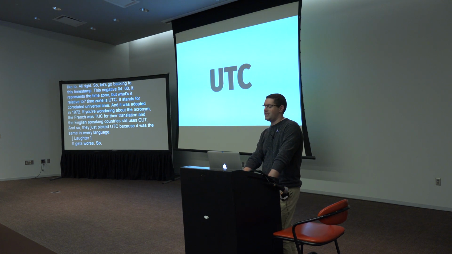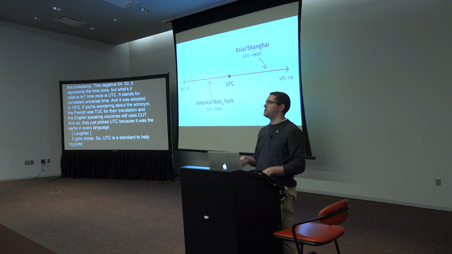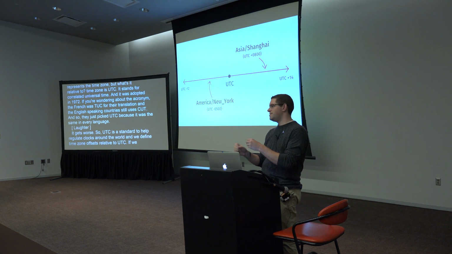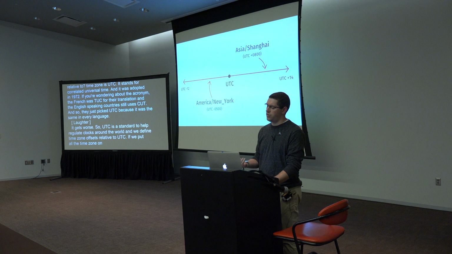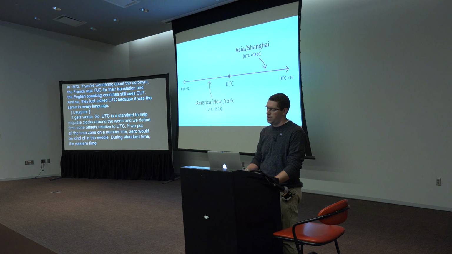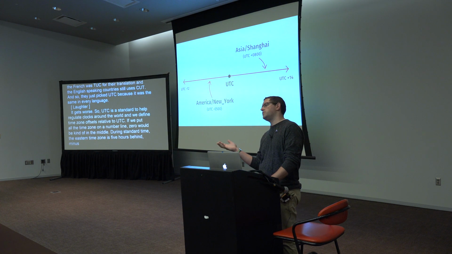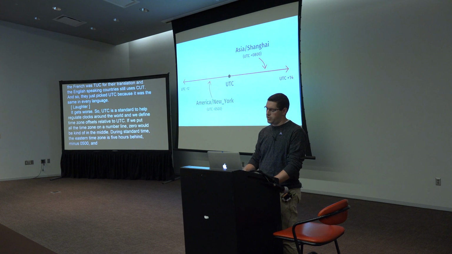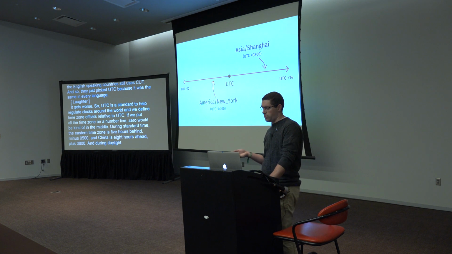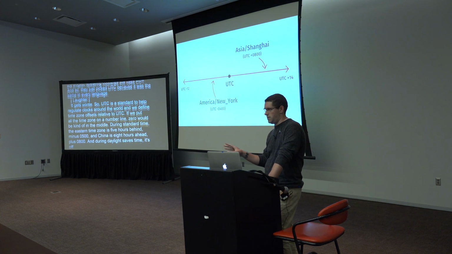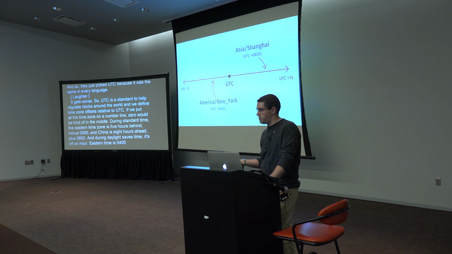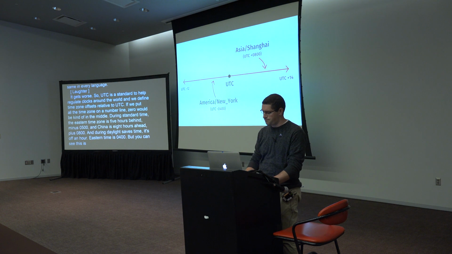So UTC is a standard to help regulate clocks around the world, and we define time zone offsets relative to UTC. So if we put all the time zones on a number line, 0 would be kind of in the middle. So during standard time, the Eastern time zone in the US is 5 hours behind, so minus 0500. And China is 8 hours ahead of UTC, so plus 0800. But during daylight saving time, Eastern time shifts forward an hour. So now the offset is minus 0400, and China's offset remains the same because they don't observe daylight saving time. But you can see this is how those offsets are ambiguous. Negative 0400 doesn't always mean Eastern Standard Time or Eastern Daylight Time.